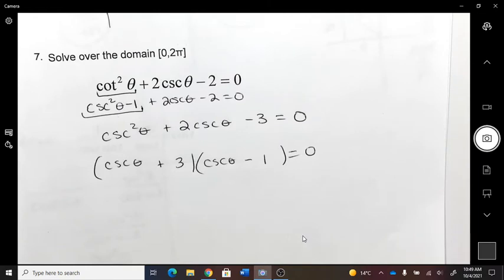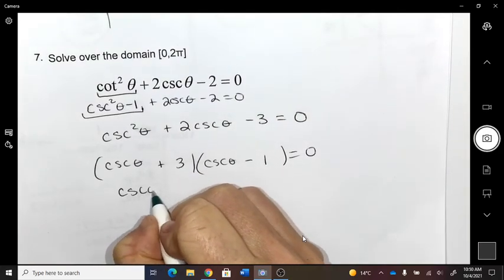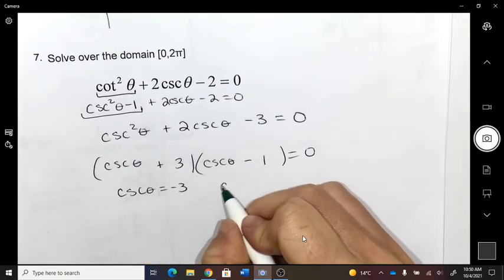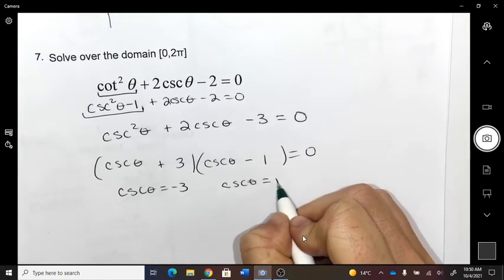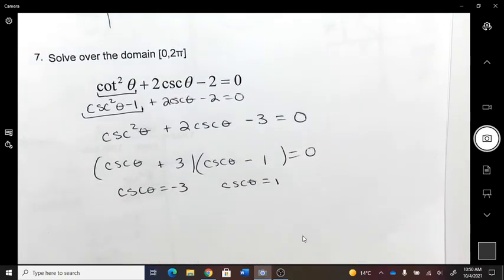What would you ever do if you played around with your numbers and there was just nothing that worked? What would you do at that point? The quadratic formula. You wouldn't stop and try to make your own factors. Sometimes it doesn't factor, you got the formula. Okay, so cosecant theta equals -3 or 1.